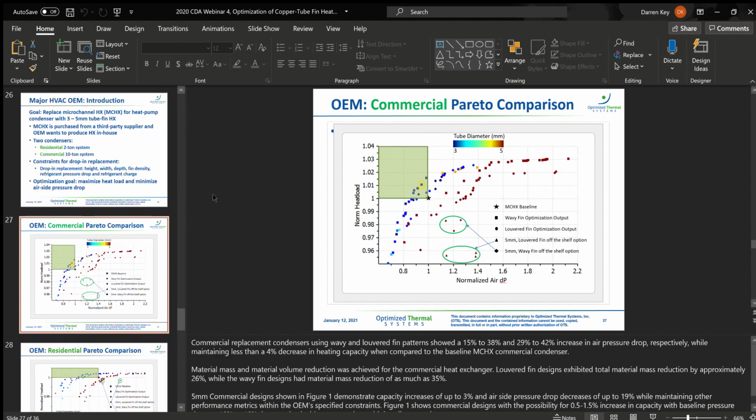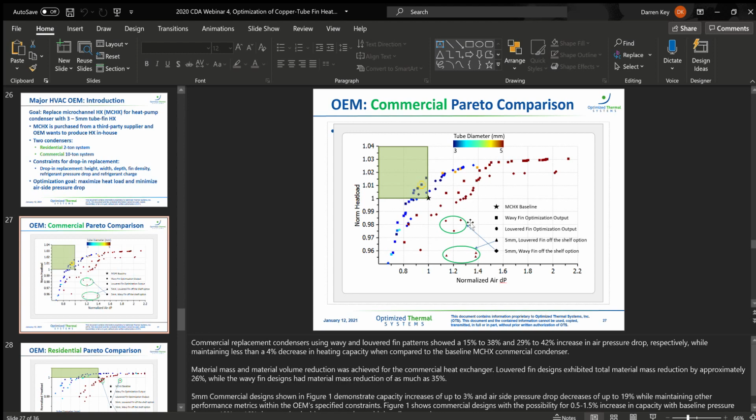So here's a similar output as to what you saw before. On the x-axis, we have normalized airside pressure drop, and on the y-axis, normalized heat load. This green box here shows all the designs. Anything in this green box dominates the baseline. Here's the baseline here at 1.1. Anything in the green box dominates the baseline, both in terms of pressure drop and heat load.